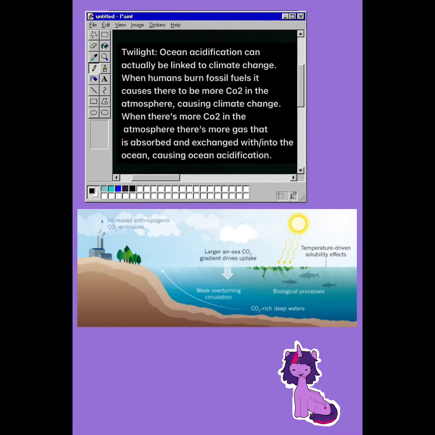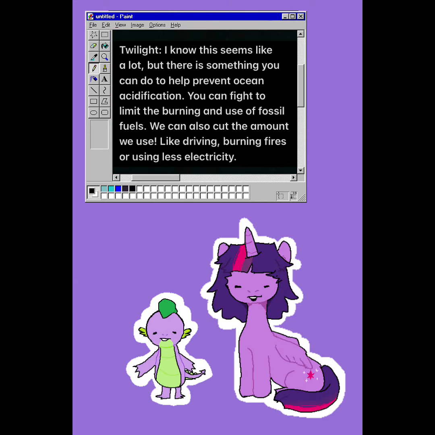Ocean acidification can actually be linked to climate change. When humans burn fossil fuels, it causes there to be more CO2 in the atmosphere, causing climate change. When there's more CO2 in the atmosphere, there's more gas that is absorbed and exchanged into the ocean, causing ocean acidification.